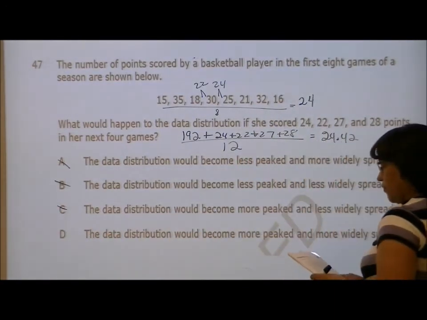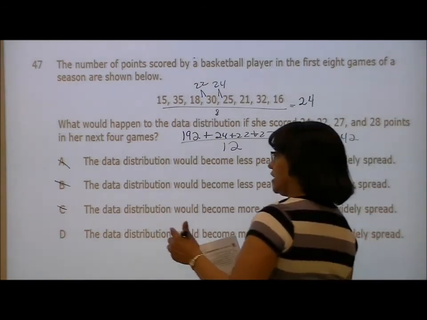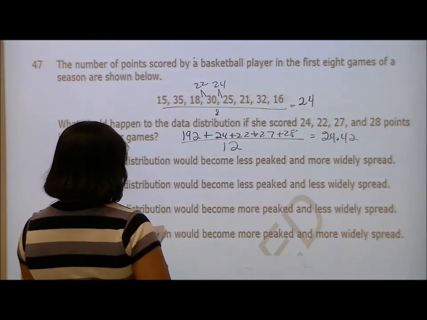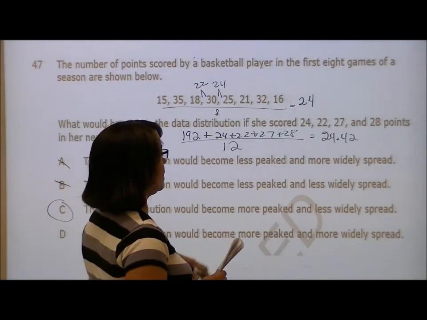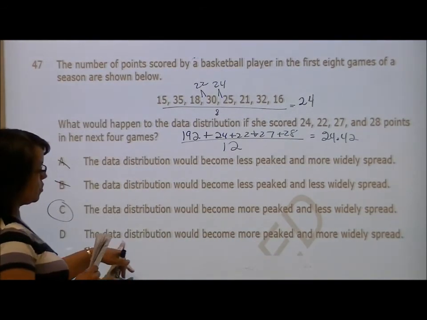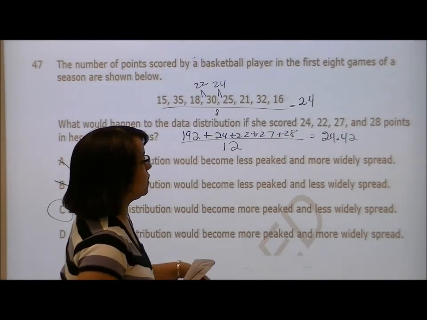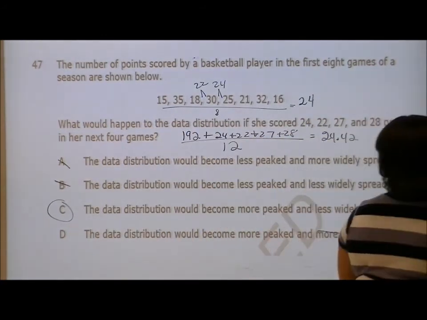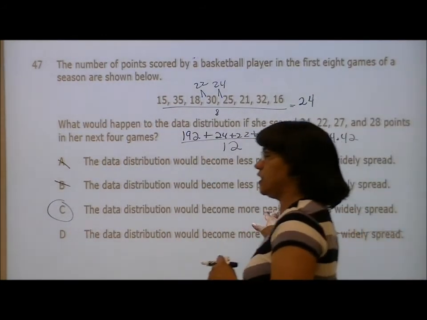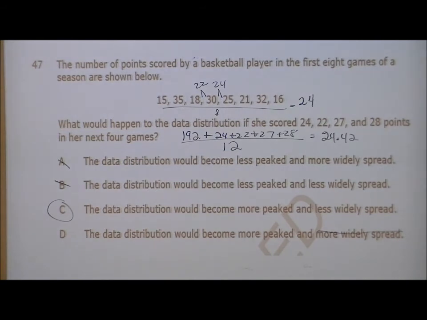So your answer for number 47 is actually C. It is going to become more peaked but less widely spread. The data distribution will become more peaked and more widely spread. We already said not more widely spread, so that's why it's C. I'm sorry about that, that's C. Okay, let's move on to number 48.